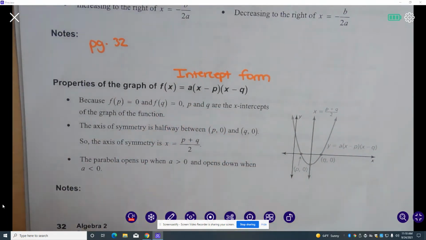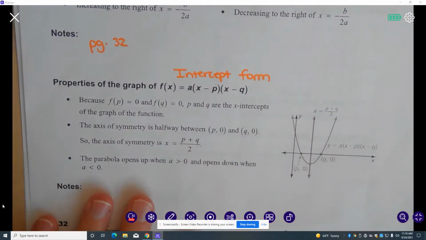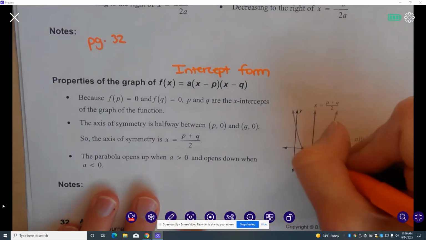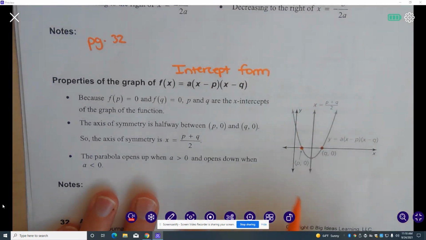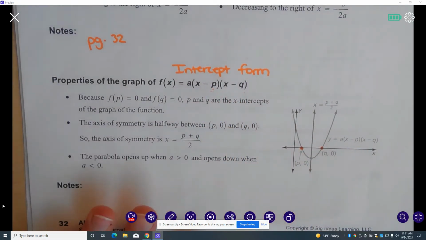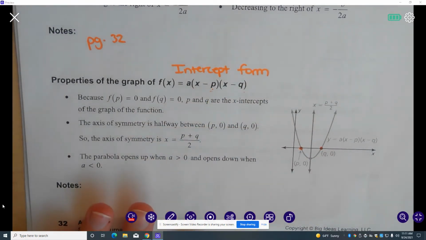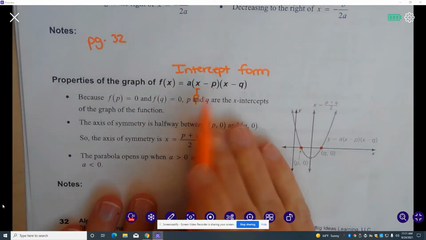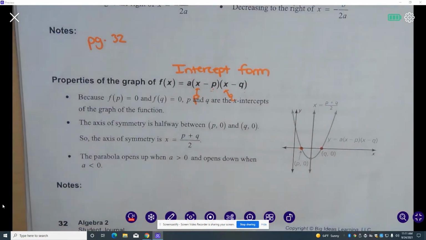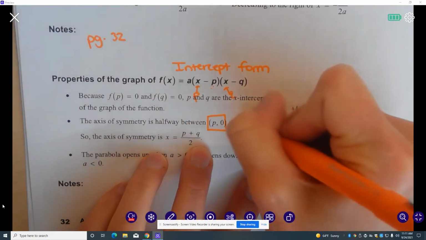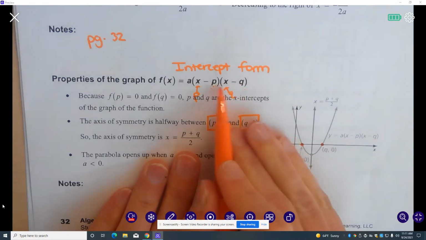And the reason we call this intercept form is because we can find the x-intercepts easily when we are looking at the function. So remember, the x-intercepts, those are when your function has a y value of 0. Right? And so whatever these numbers happen to be, whatever p and q is, your x-intercepts will be p and q. Because if you were to plug p in for x, this would cause you to get a y value of 0. And if you were to plug in q here for x, that would also cause you to get a y value of 0. So our x-intercepts will always be located at p and q. Okay, so you get your x-intercepts right from here.